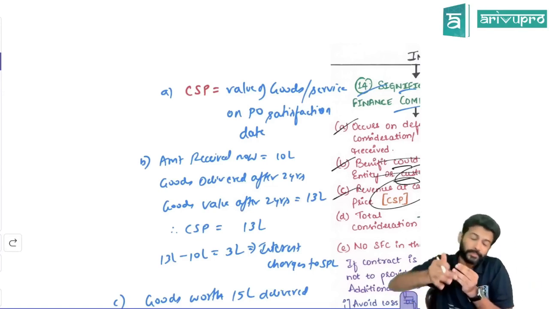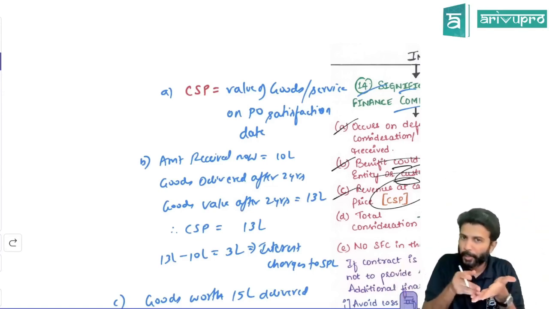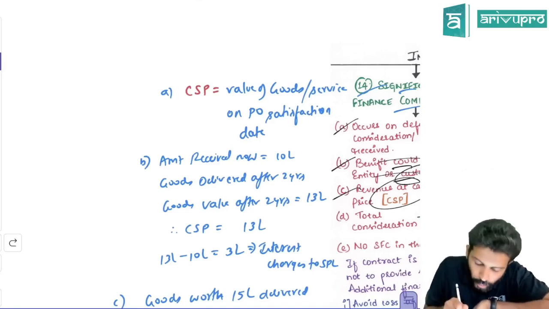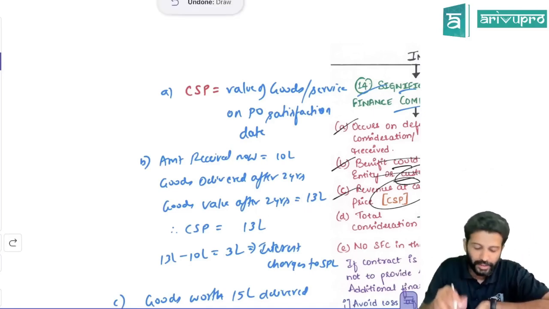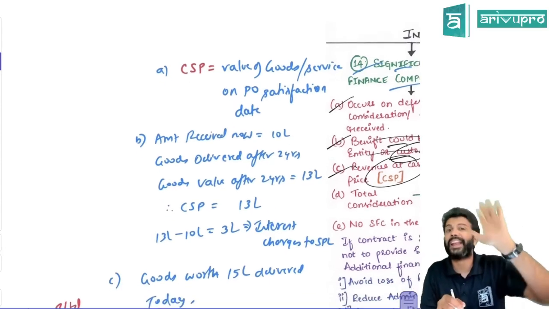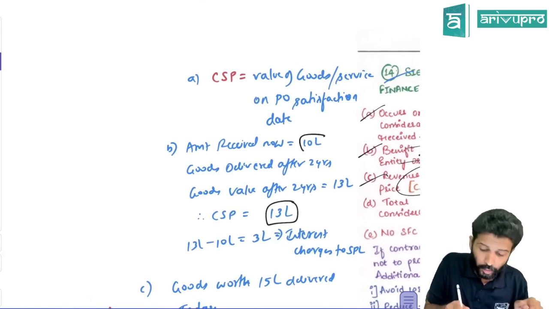Cash selling price means the value of the goods on the day the performance obligation has got satisfied. Here the PO is getting satisfied after 2 years. So after 2 years, the value of the goods is 13 lakh. So the cash selling price is 13 lakh. That means the revenue will be recorded at 13 lakh rupees only. So the revenue recognized by the company in this case is 13 lakh. Sir, but they received only 10 lakh, no sir.